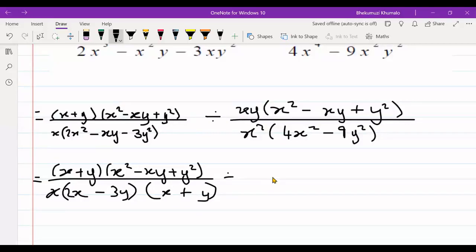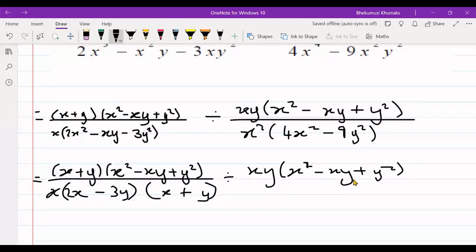Okay, and then we divide it. Now, again, we look into the bracket. If there's still something that we can factorize, can we still factorize this? No, this still stays x squared minus xy plus y squared. So this still stays the same.